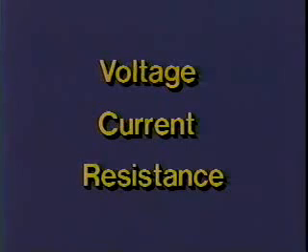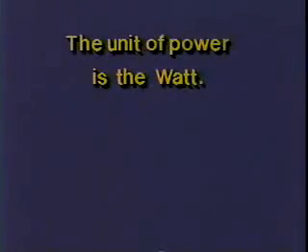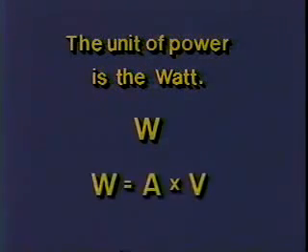Voltage, current, and resistance can all be measured. The work performed by an electrical current is called power. Its unit is the watt, abbreviated with a capital W. The power of a total circuit can be calculated as current times voltage.